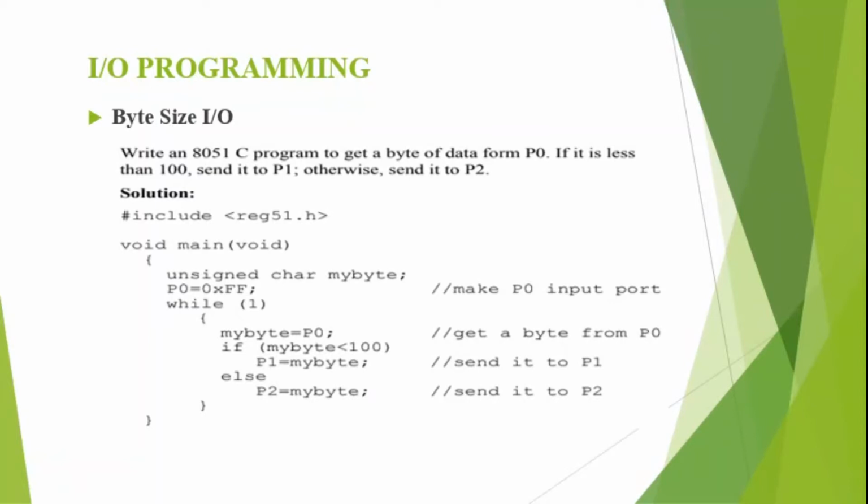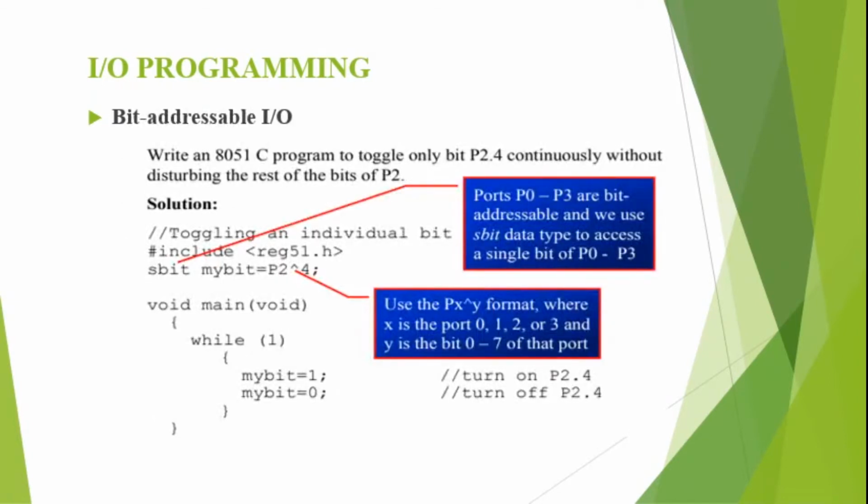Next example: write an 8051 C program to get a byte of data from port 0, and if it is less than 100 then send it to port 1, otherwise send it to port 2. So in the program we have the main function written, in which the myByte variable is declared as unsigned char, and then we are assigning a value to port 0, P0. Then in the while loop we are assigning the value of port 0 to myByte, and then checking myByte. If it is less than 100, assign the value of myByte to port 1, else assign the value of myByte to port 2.